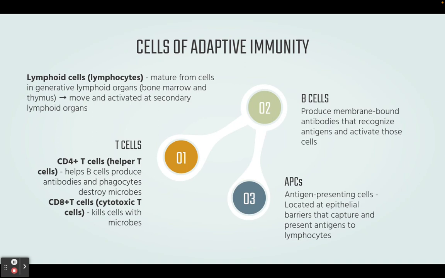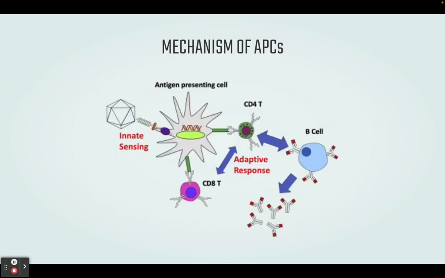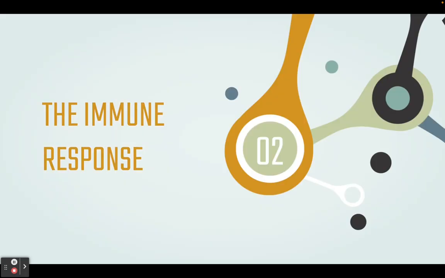They capture and then they present the antigens to lymphocytes. So they kind of act as a transporter, moving from your first line of defense, from innate immunity, let's say, at your epithelial barrier, and then giving that message to your body by presenting those antigens to initiate the rest of your immune response. So, for example, here's a mechanism of an antigen presenting cell working to activate the adaptive immune response.